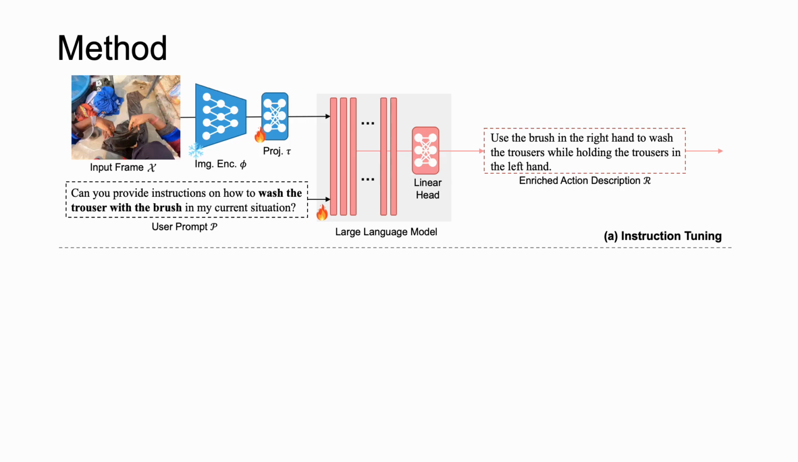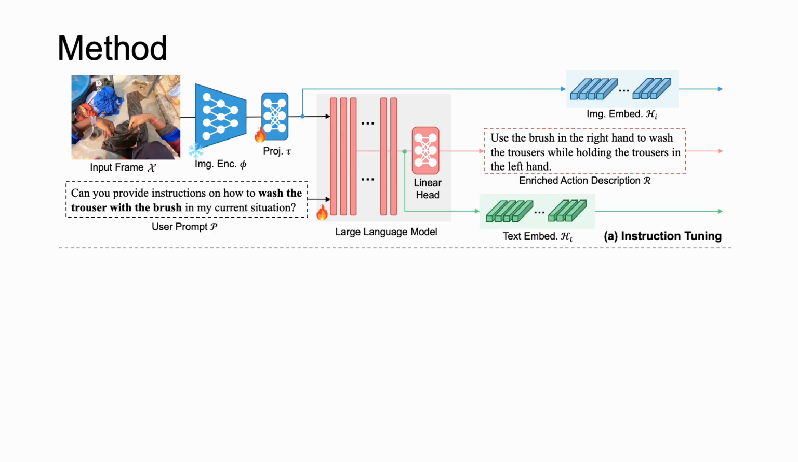Note that the visual instruction tuning doesn't rely on any bounding box information, so once fine-tuned, it can generate enriched action descriptions for the remaining data at scale. After visual instruction tuning, we further leverage the image embedding after the projection layer for image generation. Similarly, the text embedding before the LLM linear head is also forwarded to the next component.